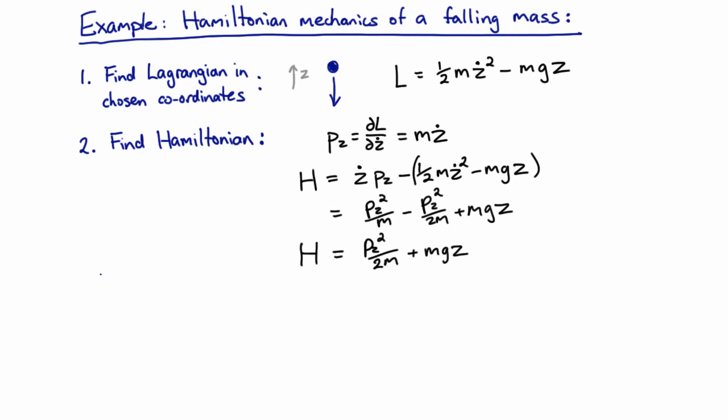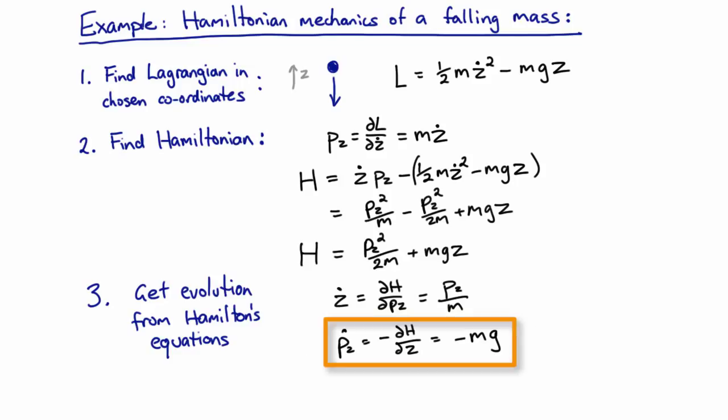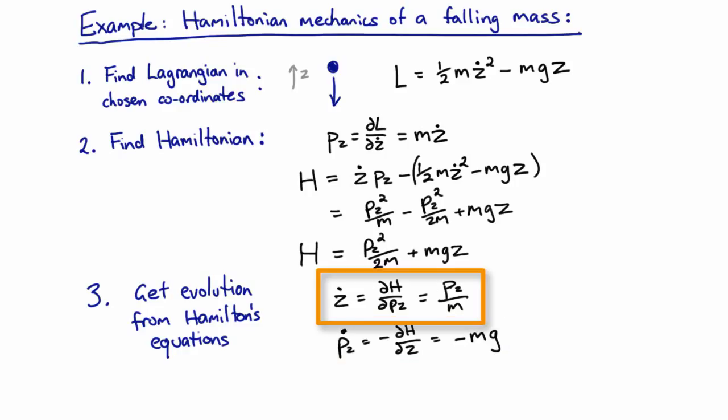And step 3 is get the evolution from Hamilton's equations. So that has no derivative, I'm going to get 2 out of there, so I'm going to get p_z on m, and my p_z dot. There we go. There are my two equations of motion, which are extremely familiar. So I've got my momentum increasing due to my acceleration, free acceleration, and I've got my velocity is just related to my momentum. Thusly.